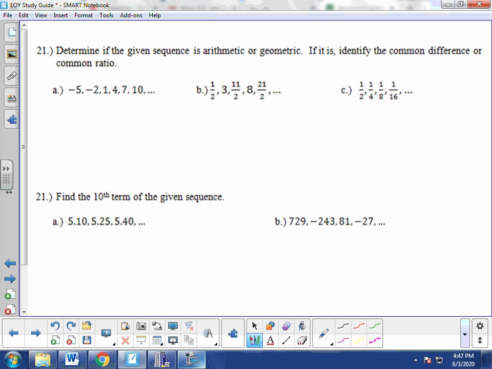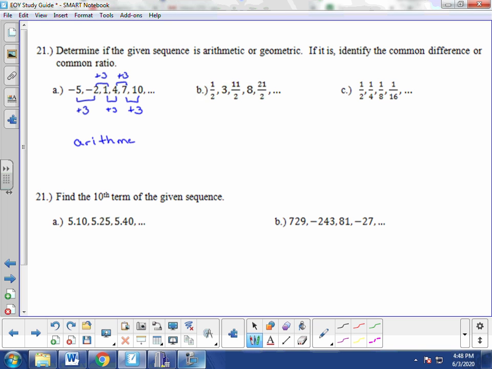What number would add to negative 5 to get to negative 2? If you said plus 3, you'd be correct. What number would add to negative 2 to get to 1? That's plus 3 again. From 1 to 4, we see that this is plus 3. So every time we go from one term to the next here, we're adding 3 each time. So this is an arithmetic sequence.